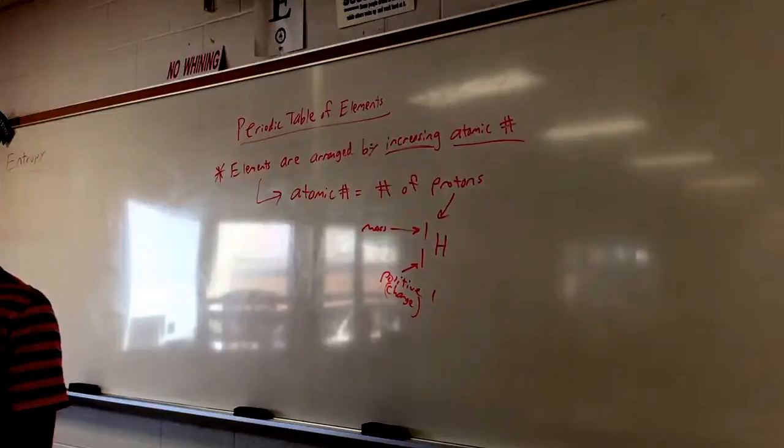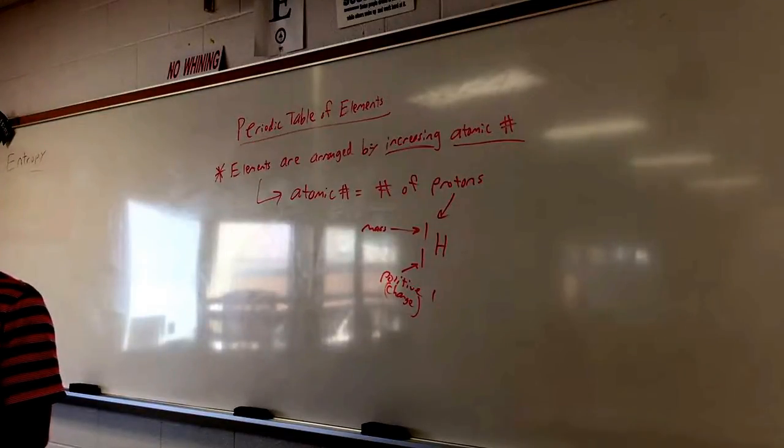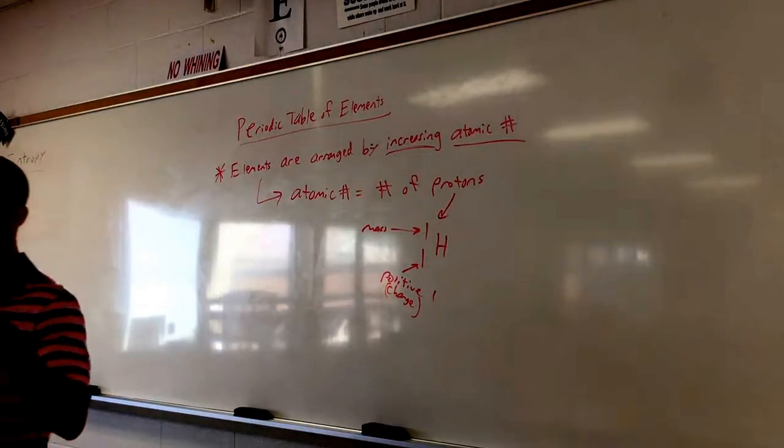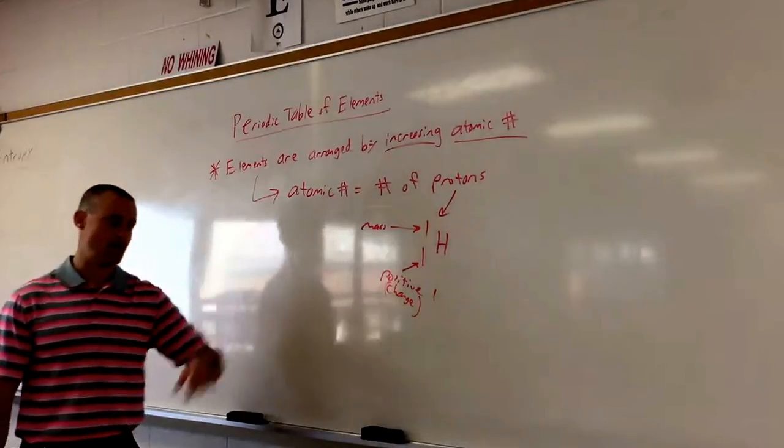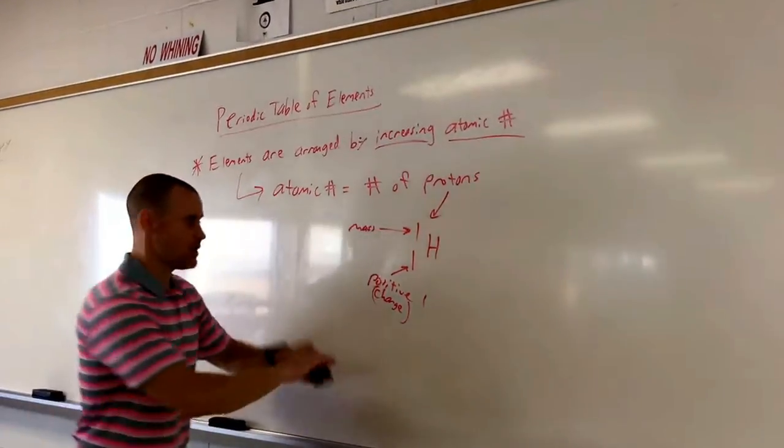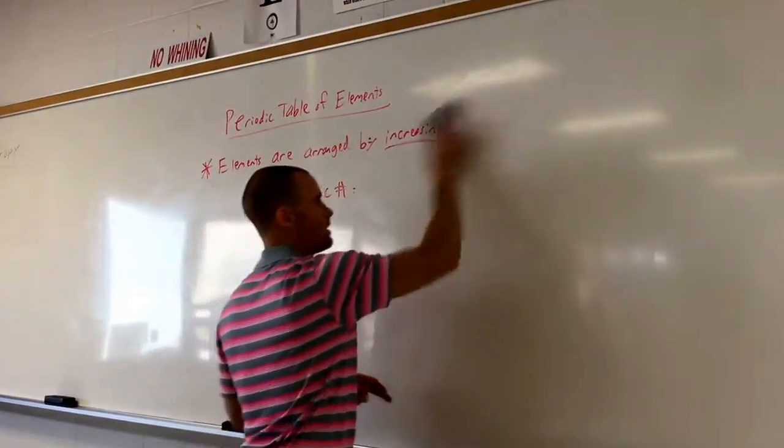What does not increase all the time? Mass. Look over here. One more time, I'm pointing it out. John, you with me? Te and I goes down, right? So the mass number does not always go up, but the atomic number does. Okay, so that's the basic gist of the periodic table.